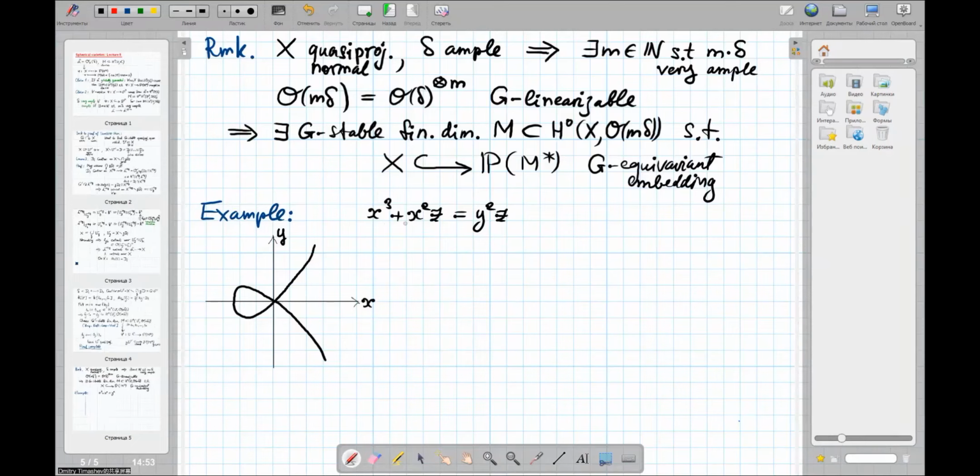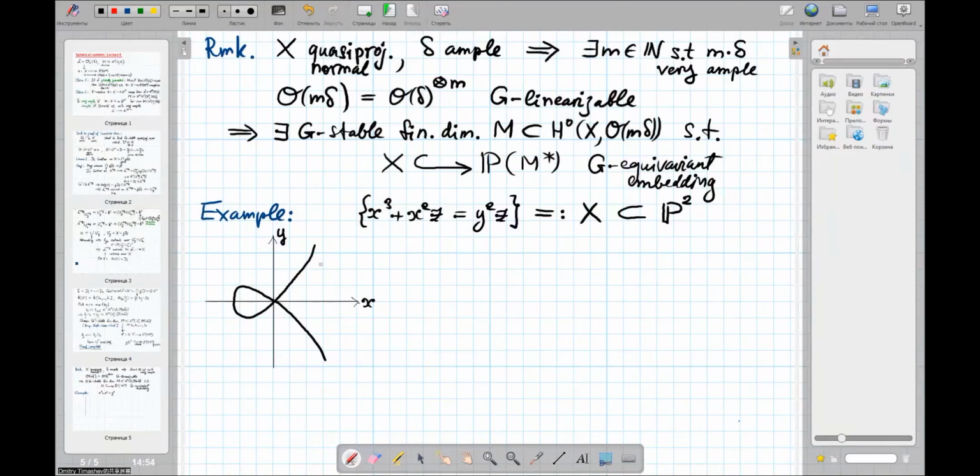Now it is a homogeneous equation in x, y, z, which are the coordinates on the projective plane, and the curve given by this equation, let me denote it by X, is a nodal projective curve. It has a singular point, this one, which is on the affine part, and the intersection of this curve with the line at infinity is just a single point which is smooth.